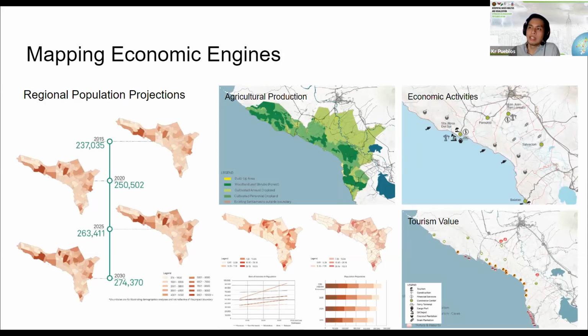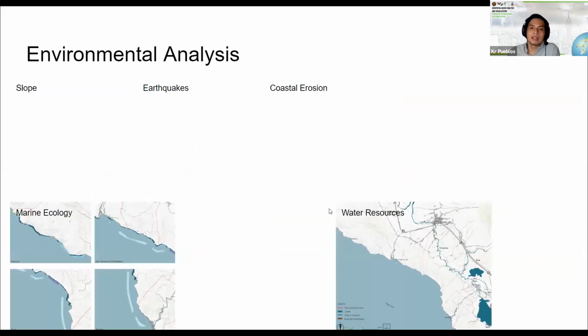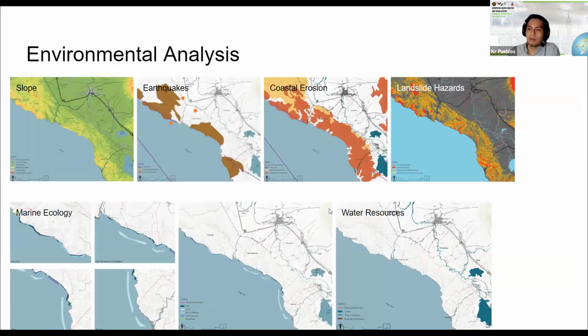regional plan we did, and first things first, we wanted to look at economic potential. We wanted to look at economic development. So we went back to the drawing board and looked at economic engines. What are our population projections? What are the economic activities like fishing sites, agricultural production, tourism value? After that, we went to natural constraints and hazards such as slopes, earthquakes, coastal erosion, and landslide hazards, and looking at resources in marine ecology and water and irrigation as well.